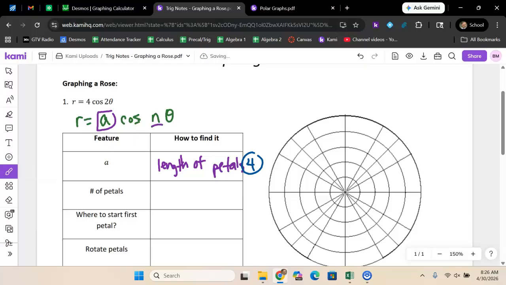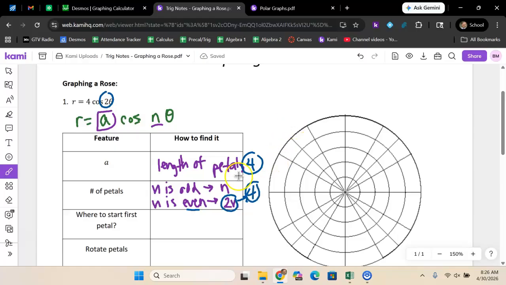If N is odd, then you have N petals. If N is even, then you have twice N petals. So in this case, N is 2, which means N is even, so we're going to have twice that many petals, so that means we're going to have 4 petals.